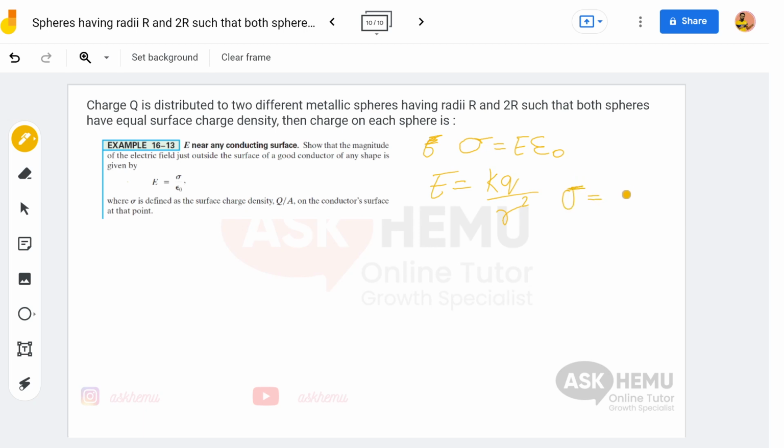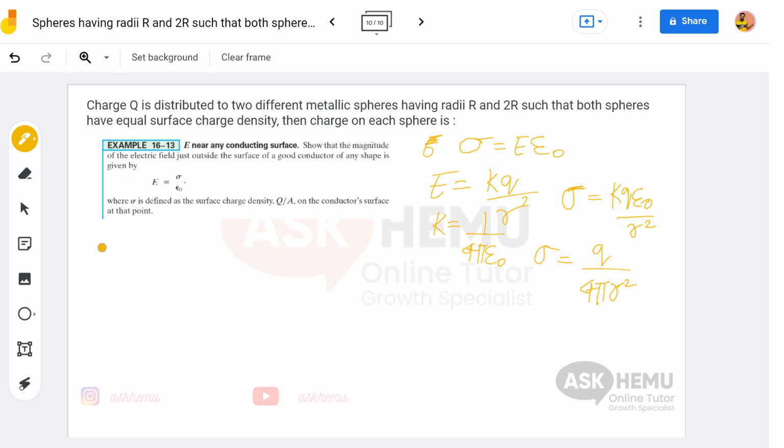Your teacher would have written this step directly on the board, where kQ over epsilon 0 r squared is written, and then we write the standard value of k as well. k is equal to 1 by 4 pi epsilon 0, and hence you eventually get the final equation your teacher has written on the whiteboard, which is Q by 4 pi r squared.